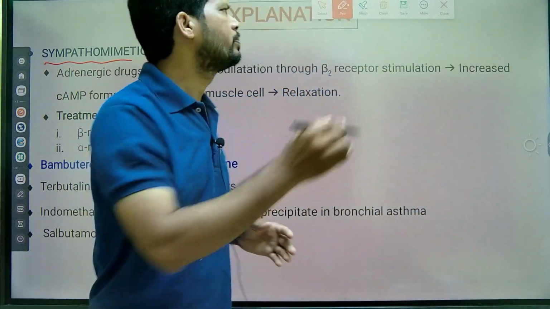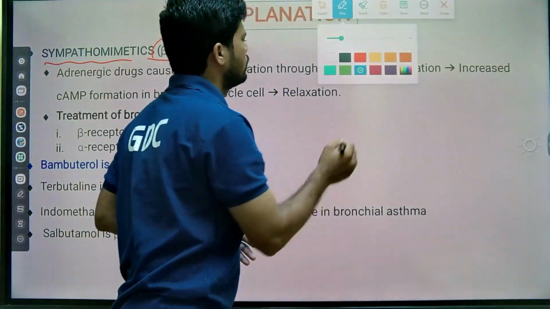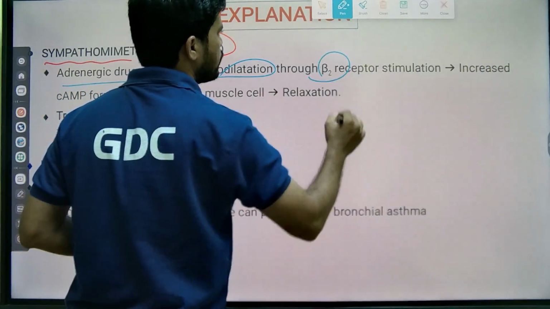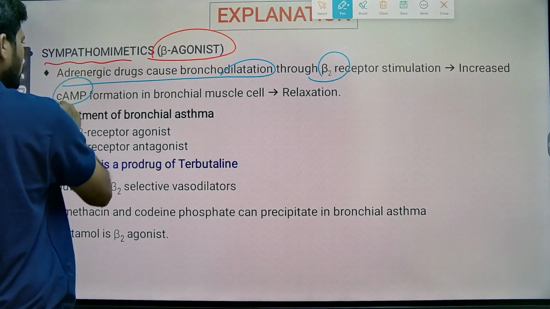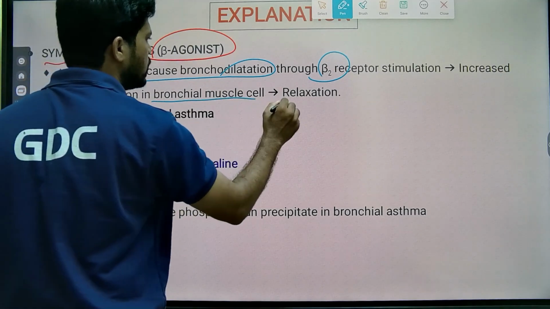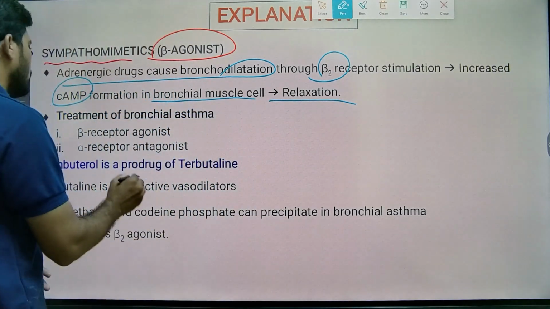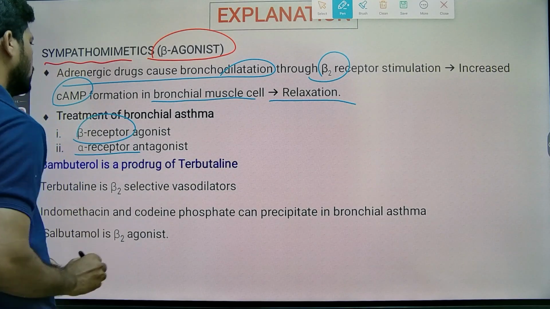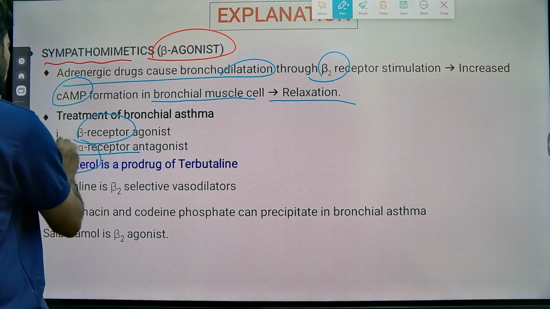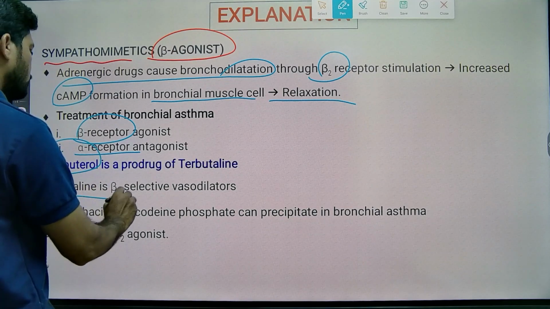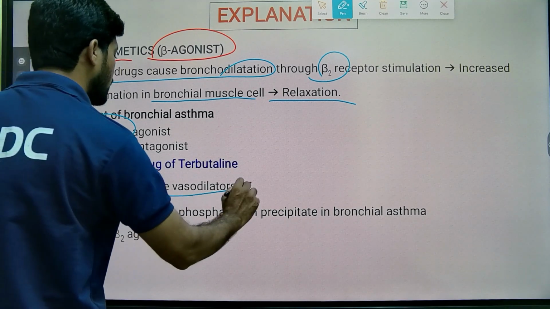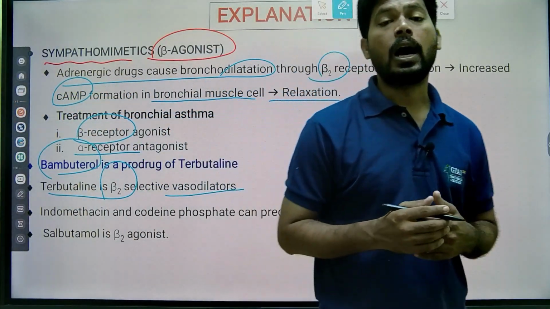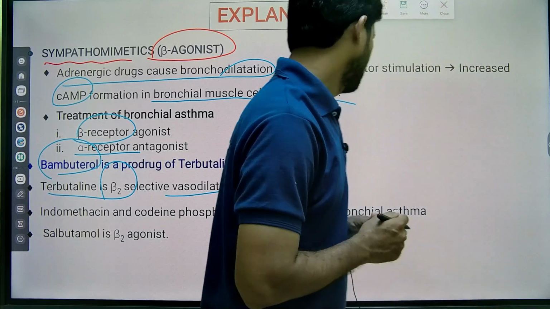Adrenergic drugs cause bronchodilation through beta receptor stimulation, increasing cyclic adenosine monophosphate formation in the bronchial smooth muscle and causing relaxation of bronchial muscle. For treatment of bronchial asthma, beta receptor agonists are used. Bambuterol is a prodrug of terbutaline. Terbutaline is a beta 2 receptor selective agonist, so it dilates blood vessels under the influence of beta 2 receptors.